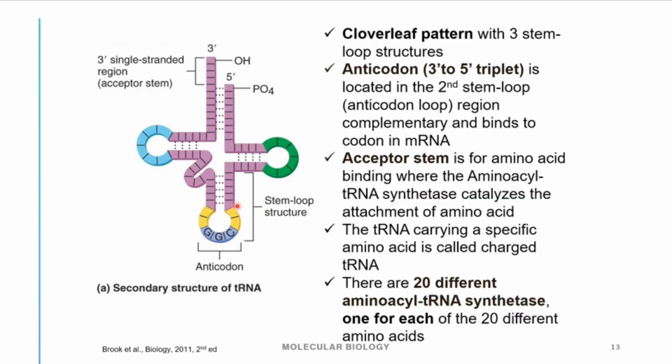Okay, so this anticodon loop is complementary to the codon on the mRNA. From 3 prime to 5 prime, we have GGC on this anticodon, and therefore from 5 prime to 3 prime on the mRNA, this anticodon should correspond to CCG on the mRNA.